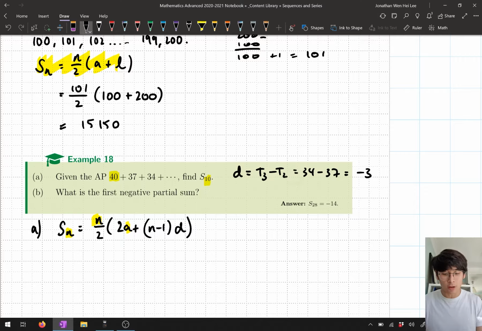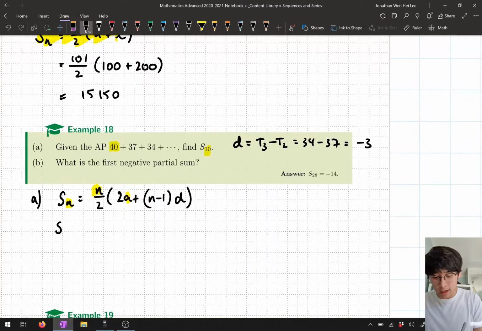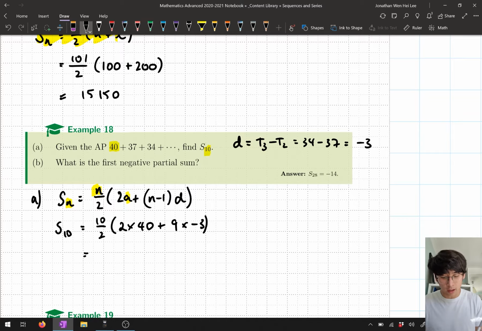So using that, we can put this straight into our formula. Here, S10 is equal to 10 over 2 times, 2 times 40 plus, n was 10, so this is going to be 9 times negative 3. And so we can chuck this in the calculator, and that should give us, I had 265.